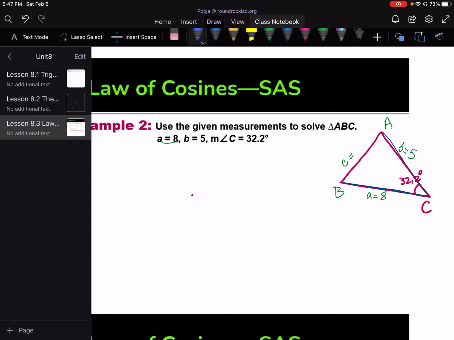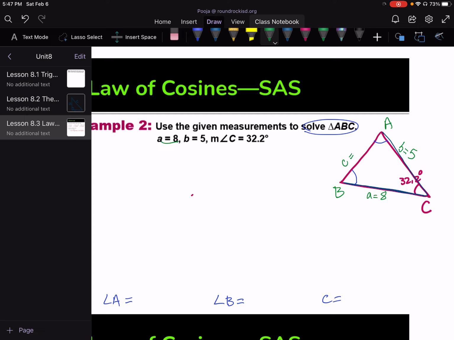So when you're given this triangle and asked to solve the triangle, which means I have to find everything else that's missing, what else is missing? I don't know angle A, I don't know angle B, and I don't know side C. So angle A is a question mark, angle B is a question mark, and side C is a question mark. Don't know any of those. So that's what we have to find.